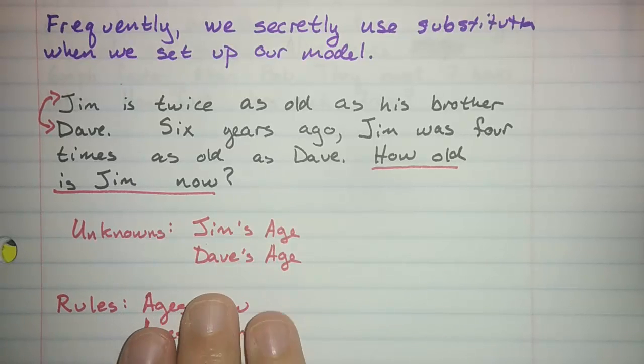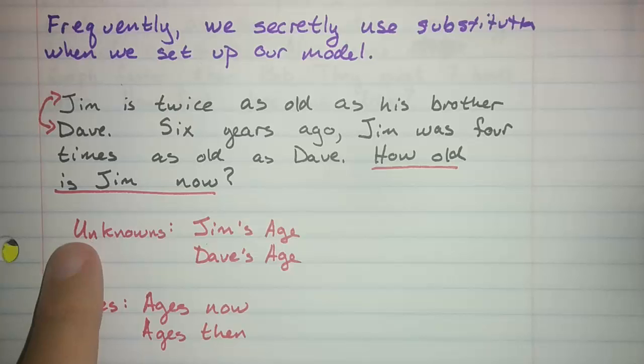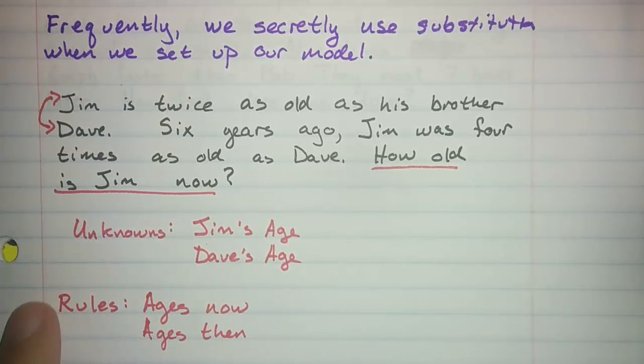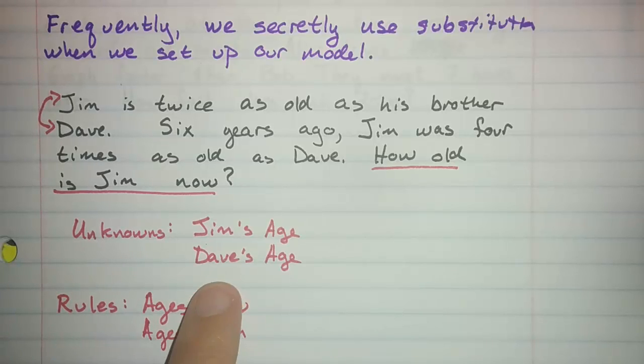What have I just done? I've identified my unknowns, Jim's age and Dave's age, and I've identified the rules that relate them. There's one about their ages now, and there's one about their ages then. I think I understand this problem. I think that I'm ready to model it.